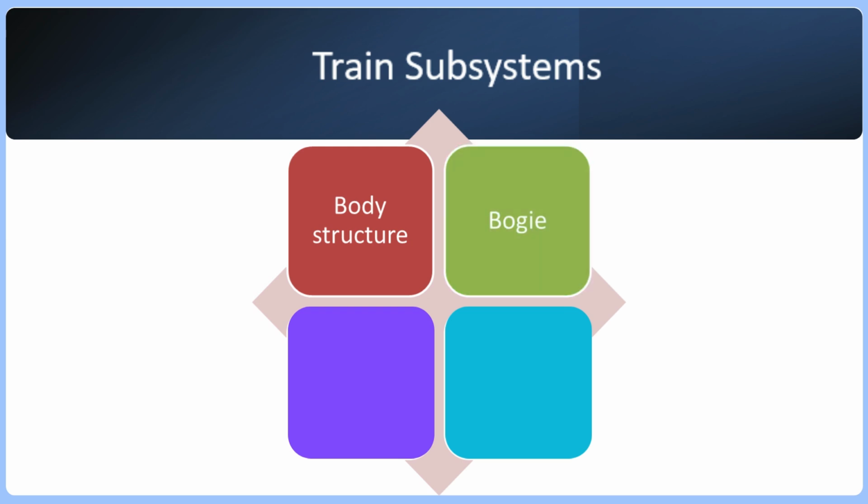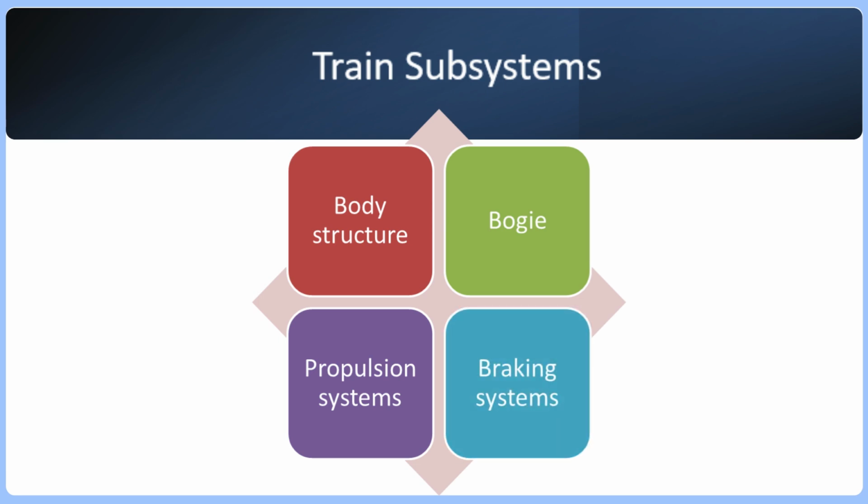The second subsystem is the coach bogie. It should be a lightweight bogie having excellent vibration control properties and less unsprung mass. It should be stable and should have less vibration in the vertical and horizontal planes. The third subsystem is the high power and lightweight propulsion systems. The fourth subsystem is the reliable braking system.